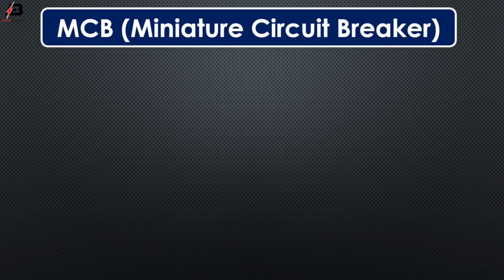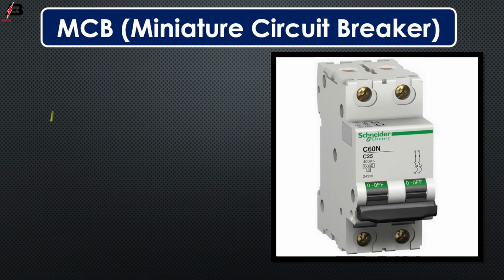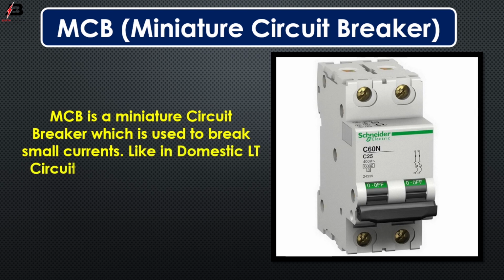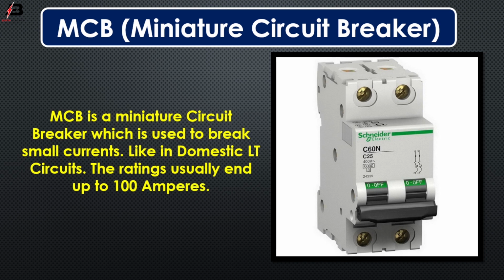Now I am telling about the difference between MCB and MCCB circuit breaker. So viewers, let's start. MCB, miniature circuit breaker. MCB is a miniature circuit breaker which is used to break small currents, like in domestic electric circuits. The rating usually goes up to 100 amperes.